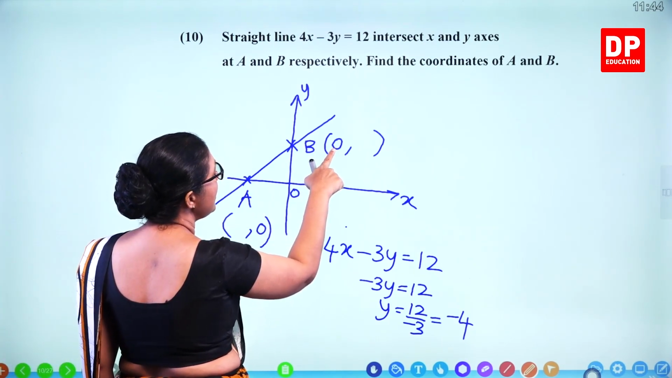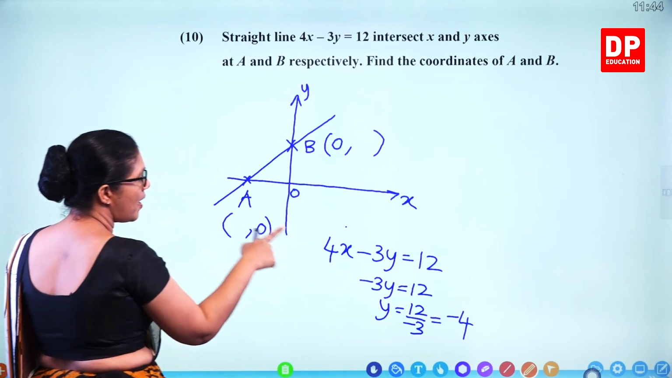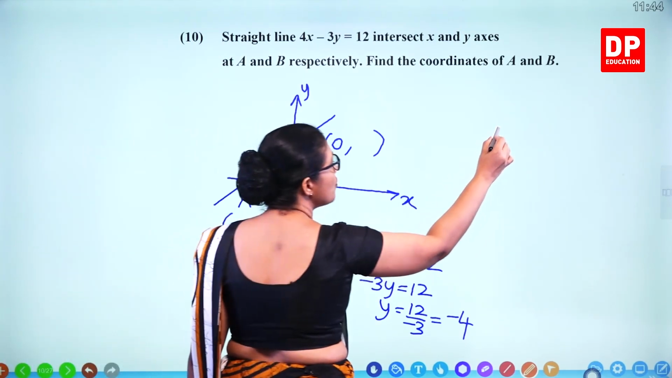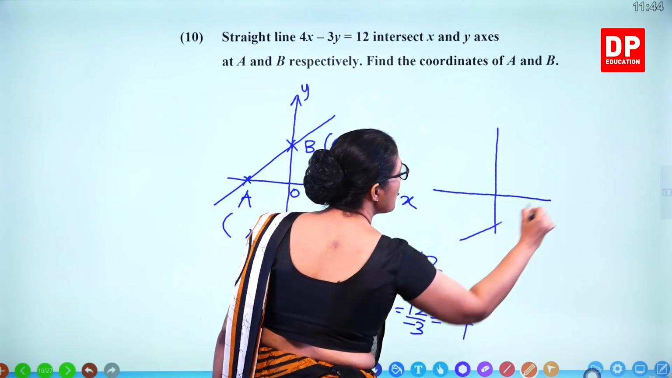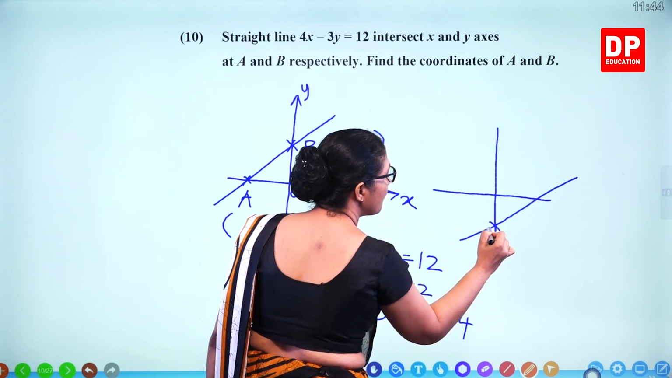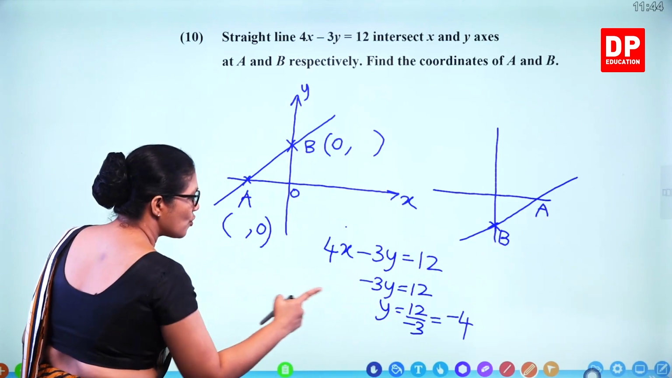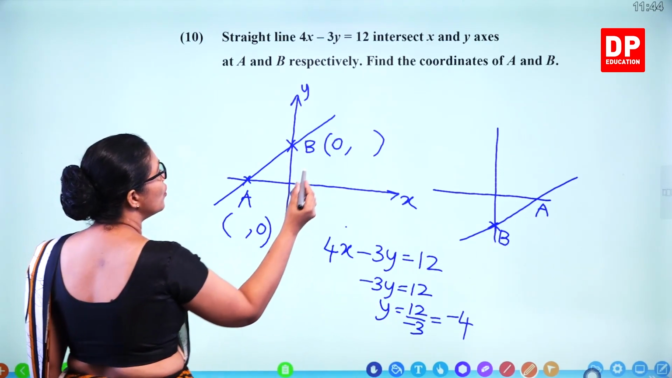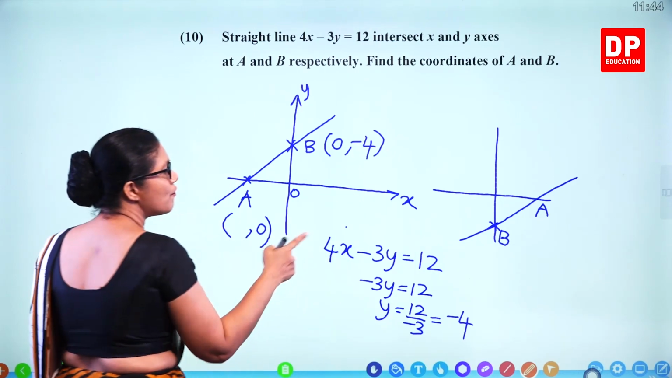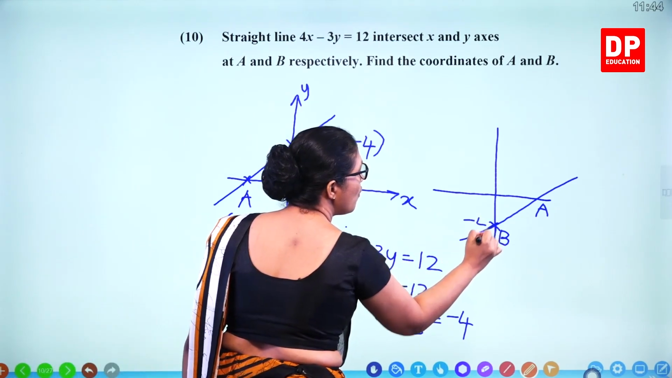So that means the line does not pass like this, it passes the other way around. You get a negative answer, meaning this way. So this is B and this is A. So y is negative 4. So B is at negative 4. This is the negative 4 value.